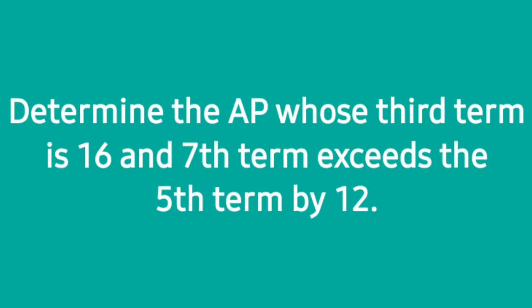Today I am going to explain exercise 5.2 question number 16. Question number 16 is: determine the AP whose third term is 16 and the seventh term exceeds the fifth term by 12. This is the question and we have to find the AP, meaning the arithmetic progression.